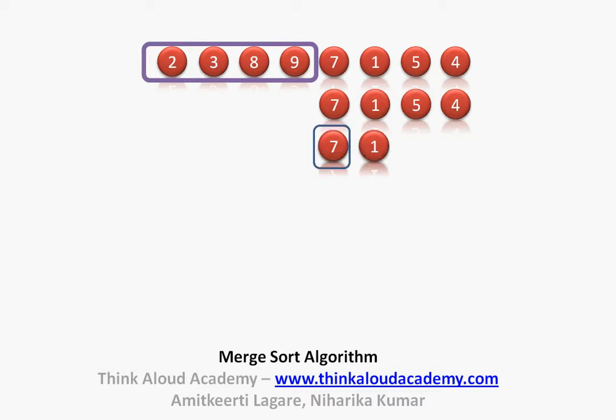So now we have the left half which has just one element, we have the right half which has just one element, and both of these sublists are sorted. So we need to sort these two together. We put an index onto 7, we put an index onto 1, and we pick the smaller of the two, which happens to be 1, and then the index moves ahead, and since there are no other elements ahead of 1, we are done with this particular list.